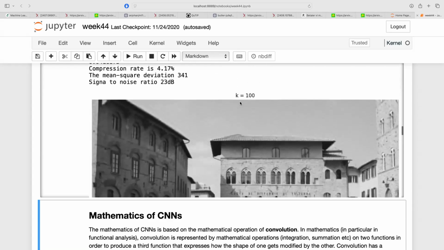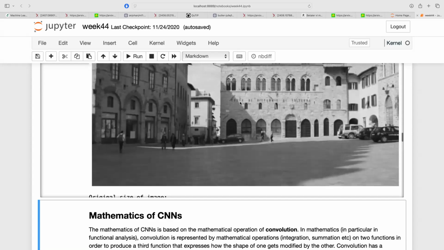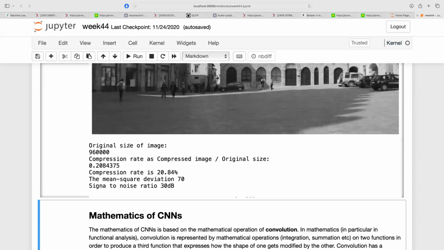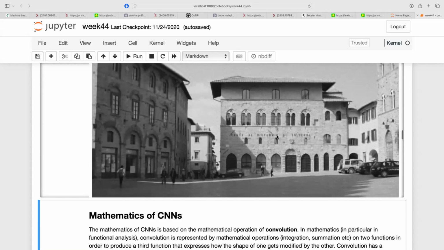I can start to increase and keep now 10 of the singular vectors. And then I can keep increasing this. You see now with 20, I'm getting something which looks recognizable. And with 100 here, which is this specific case, this has a compression rate of 20%. And you see now that you can actually read what's written on the walls here.